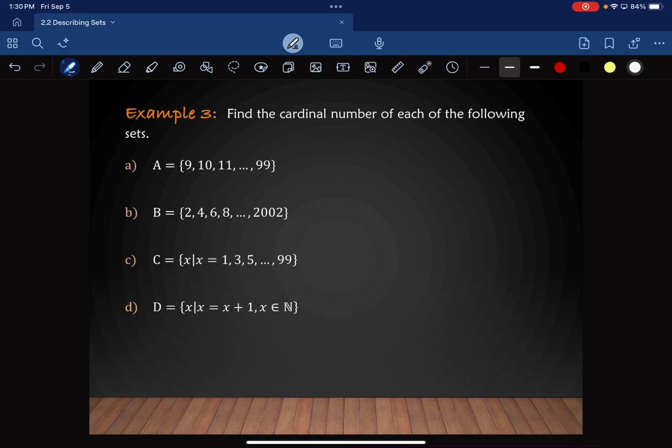Set A starts with 9, ends with 99, and it includes all the numbers in between, right? It says 9, 10, 11, ... So we continue in the same fashion, and we end at 99. This is small enough if you really wanted to count them, you could, right? Like I could go 9, 10, 11, 12, 13, 14, 15, 16, 17, 18, and I could keep going all the way up to 99.